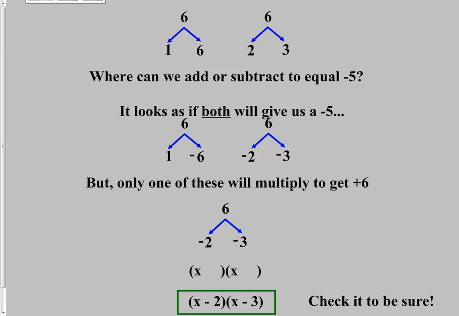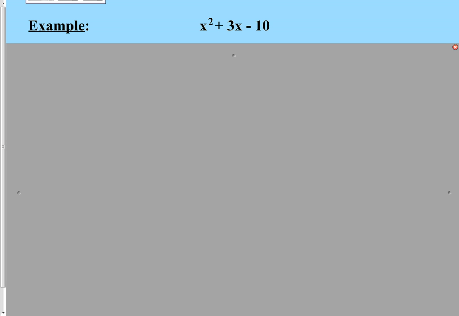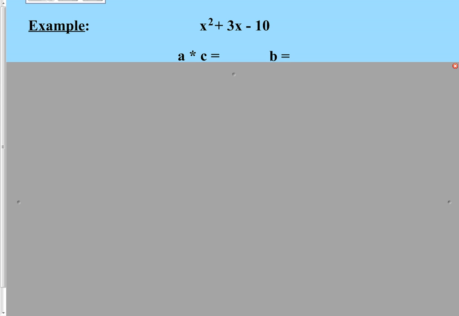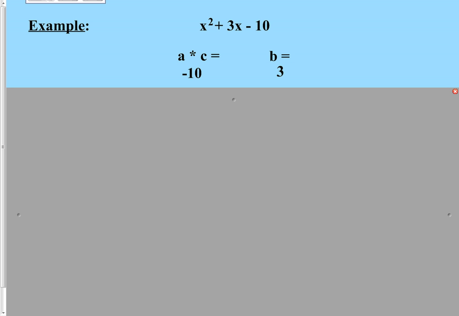Okay, just one more. X squared plus 3x minus 10. Hopefully you should be getting the hang of it. We need to identify what is the a times c and also what is the b. Well, have a look at the problem. What is a times c this time? That would be 1 times negative 10. That will be a negative 10. And what is the b term? The b term is a positive 3.